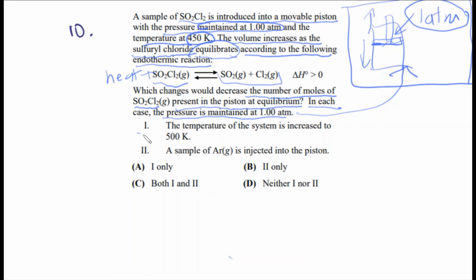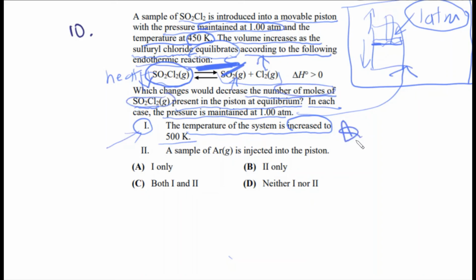So our first condition is the temperature of the system is increased to 500 Kelvin. If we increase the temperature of an endothermic reaction, it's going to want to shift to the right. And if it shifts to the right, that means that our moles of SO2Cl2 will go down and these two will go up. Because of that, condition number 1 would decrease the number of moles of SO2Cl2. So I like this answer.